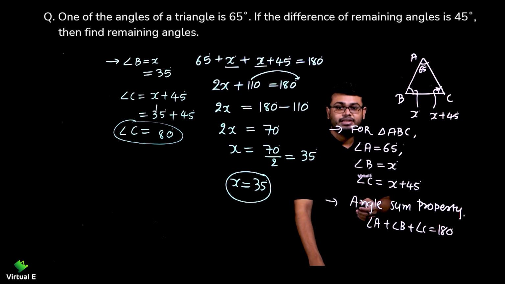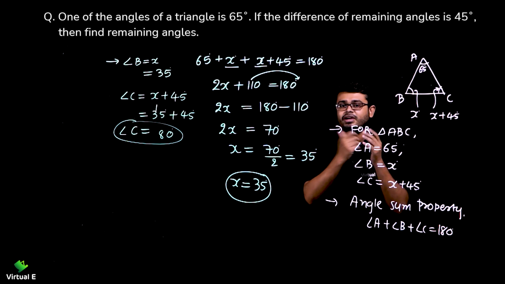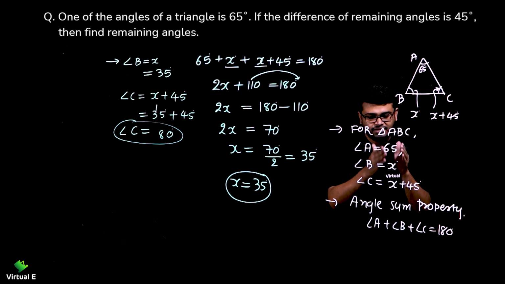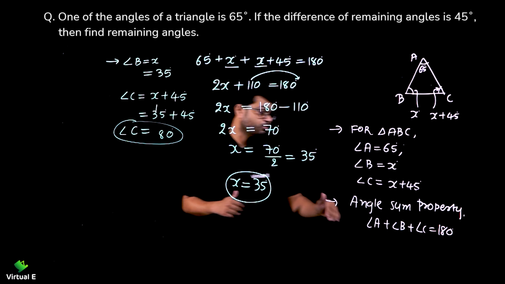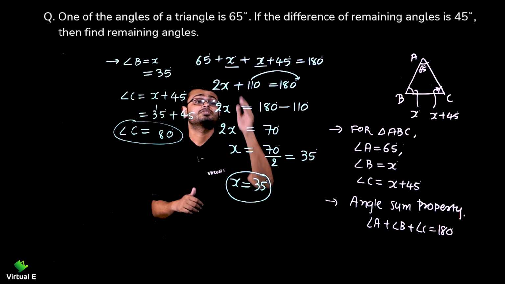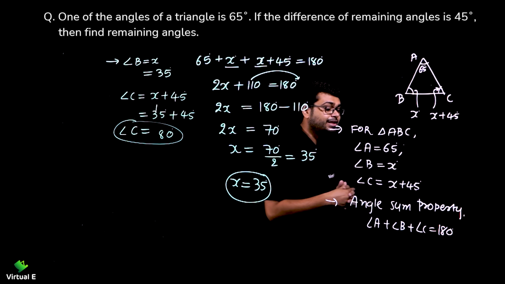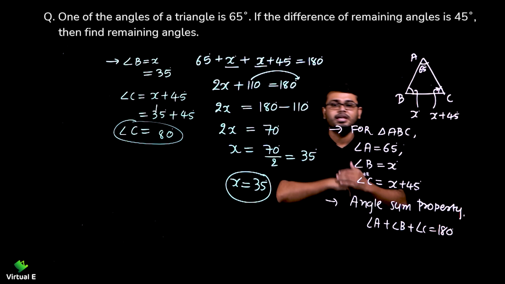This is very simple, like the previous questions that we discussed. We have the relation: take one angle 65, you can take any name. Then one angle is x, another is x plus 45 degree. Now angle sum property, so addition of all of them. So substitute the values, get the value of x, and again read your assumptions and get the value of the remaining angle. So this is how we get the values of the remaining angles.